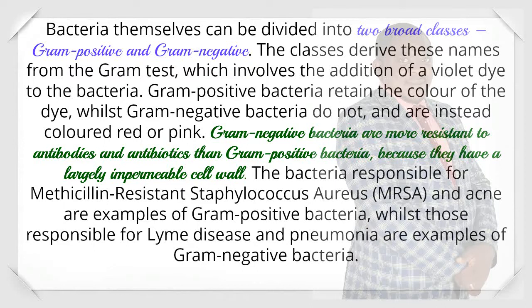Gram-negative bacteria are more resistant to antibodies and antibiotics than gram-positive bacteria because they have a largely impermeable cell wall. The bacteria responsible for methicillin-resistant Staphylococcus aureus, MRSA, and acne are examples of gram-positive bacteria, whilst those responsible for Lyme disease and pneumonia are examples of gram-negative bacteria.